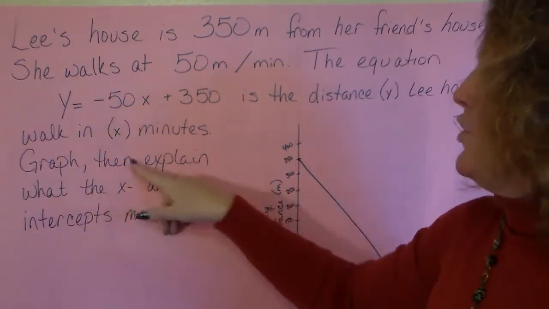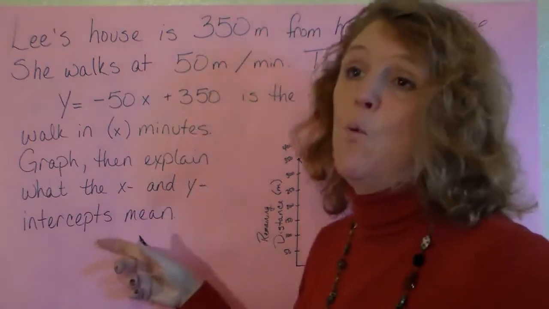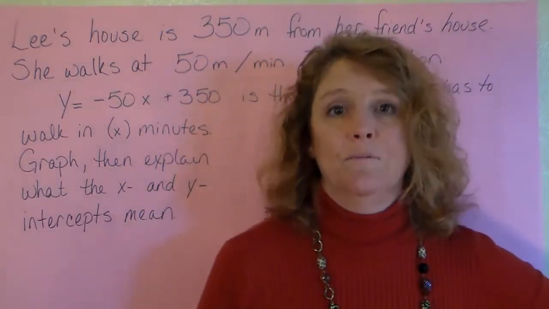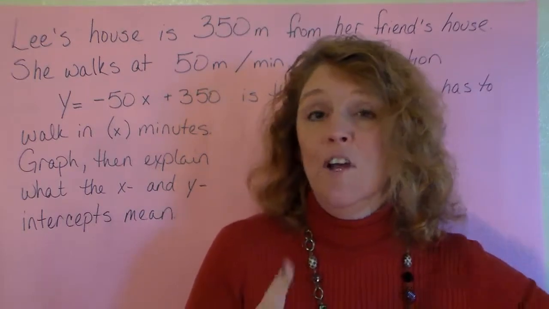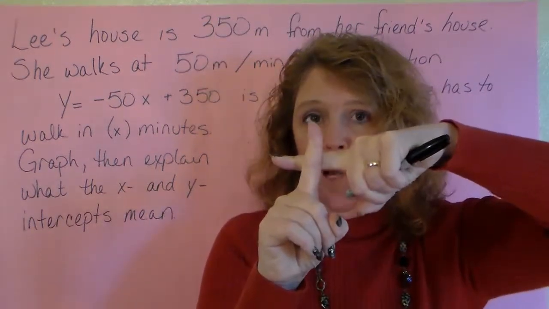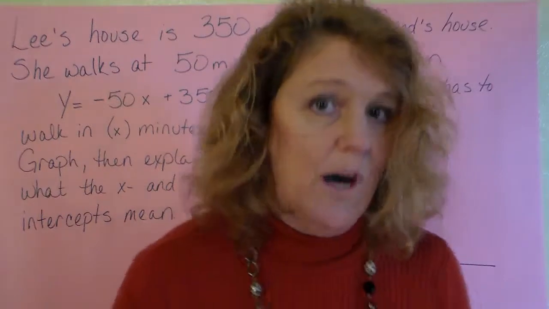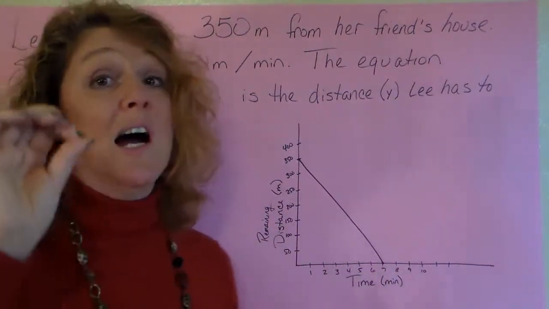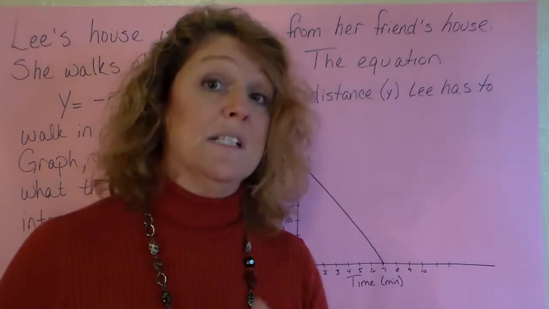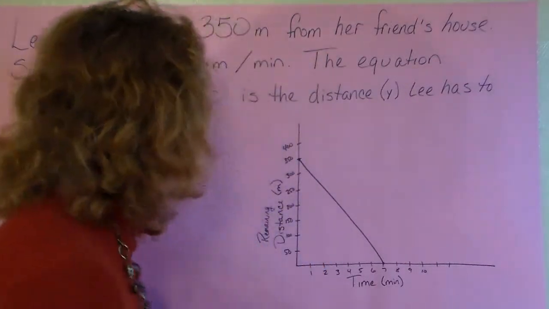You're going to graph it, then you're going to explain what the x and the y intercepts mean. Now, distance can't be negative, and time can't be negative. So you're not dealing with this kind of graph, you're dealing with this kind of graph, because all of them can only be positive. And remember, time is always on the bottom, distance is always on the side.